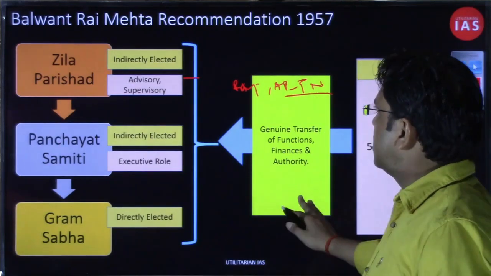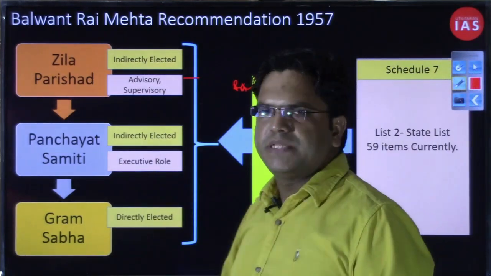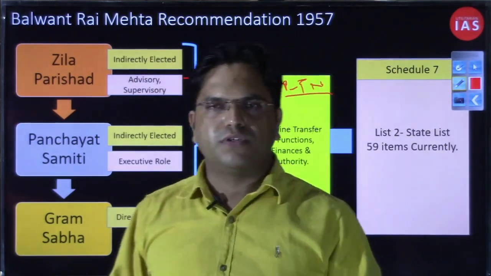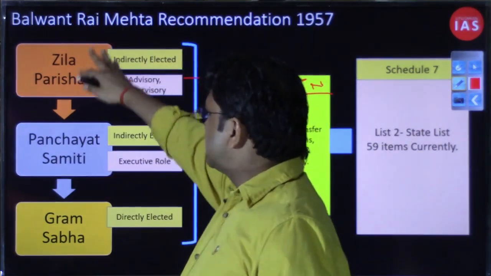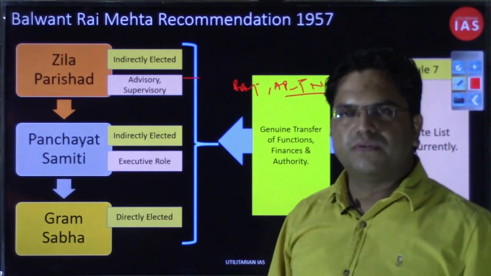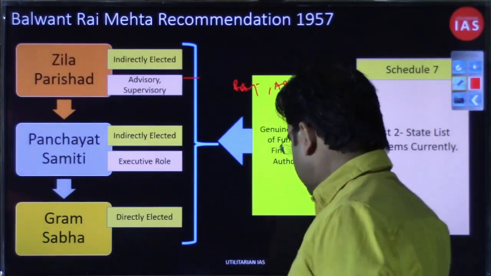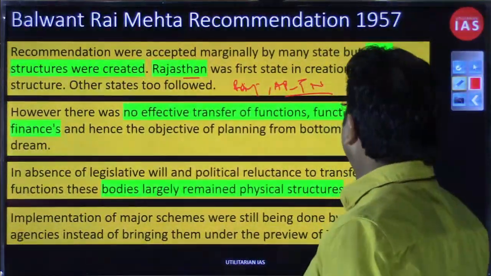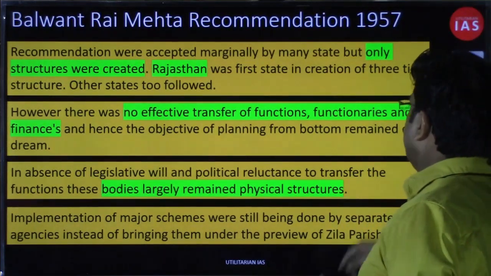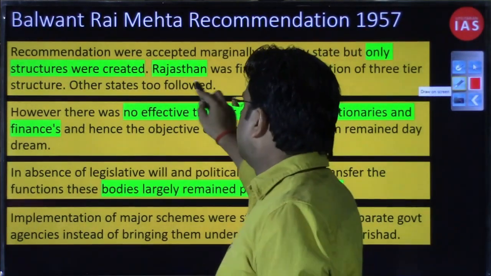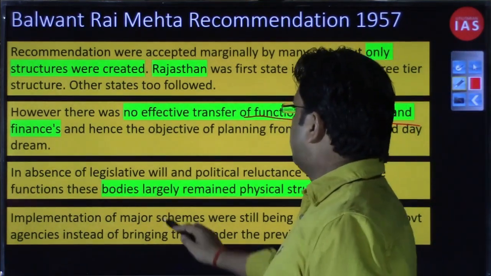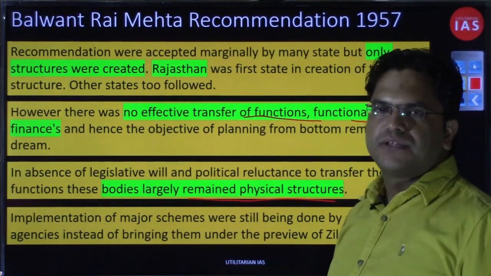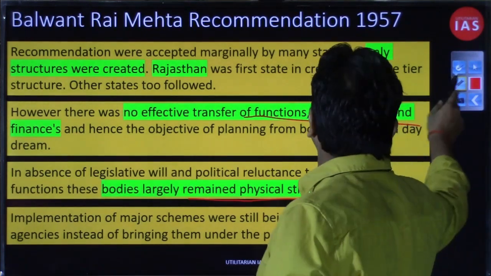So this we are not talking about. But yes, states like Andhra Pradesh, and Rajasthan rather, which was the first state in 1957 to implement at least this recommendation, the creation of this three-tiered structure, right? So Rajasthan, Andhra Pradesh and Tamil Nadu were the few states which did create this, but with no effective transfer of functionaries and finances. The bodies largely remained physical structures rather than organic structures, right?